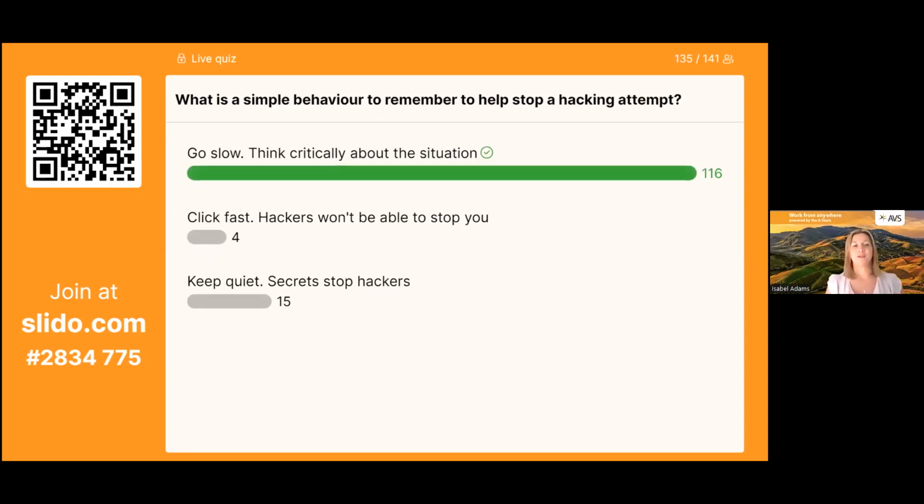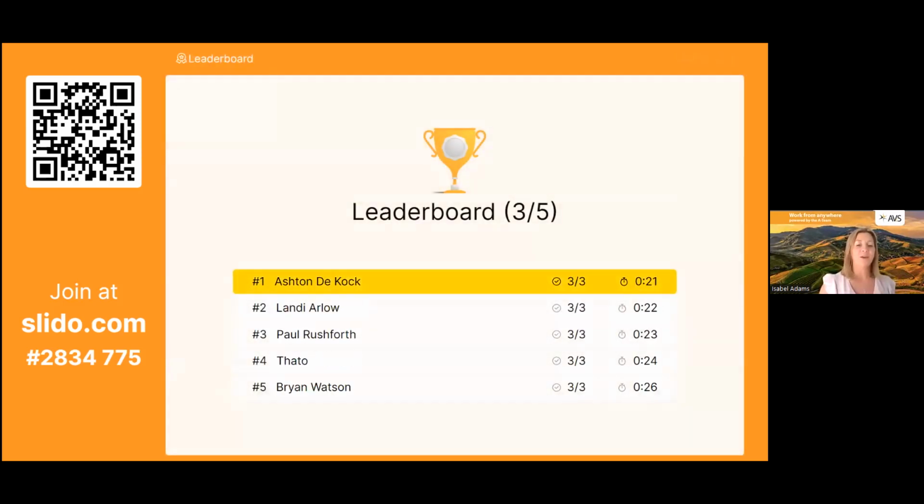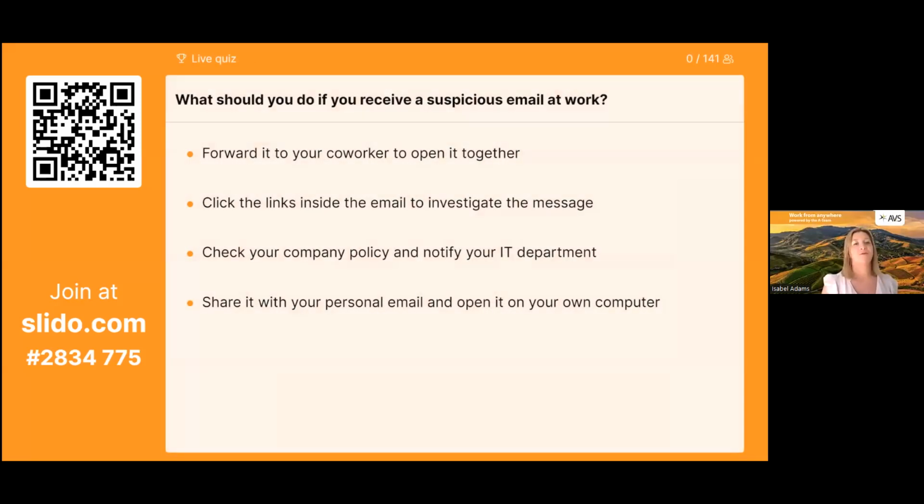That's right. So yes, guys, go slow. Think critically about the situation. If you receive an email and it seems too good to be true, stop and think. If you're being asked to click on a link or open an attachment, stop and think, and then start interrogating that email. Don't be giving away any information of yours to callers. Think critically before you start giving away your personal information. Okay, Ashton is the leader of that round. So good job, Ashton. Let's keep going on to question 4.